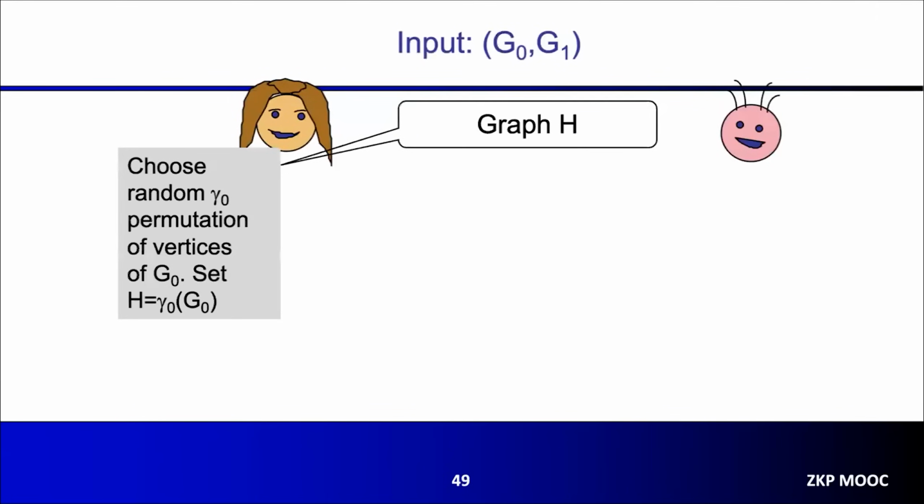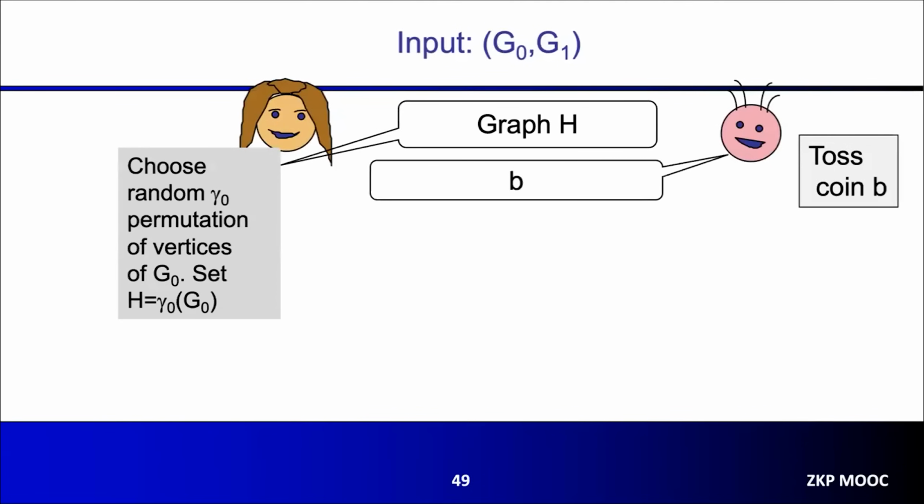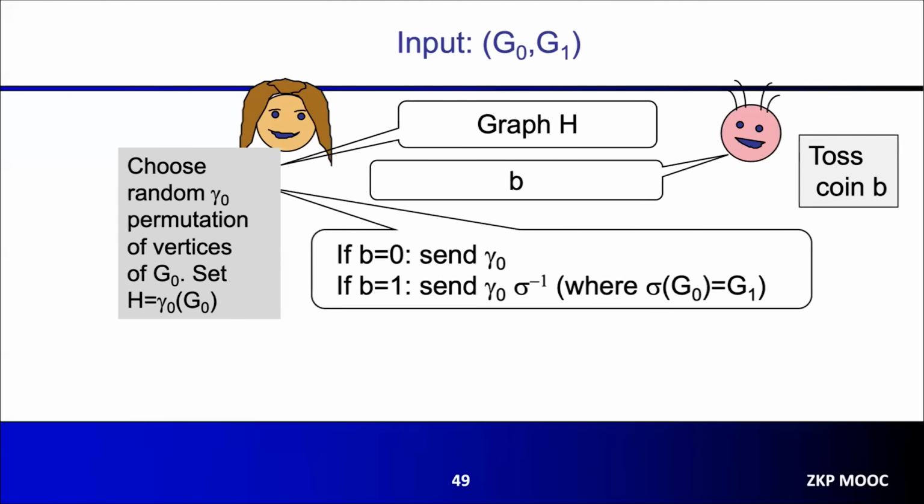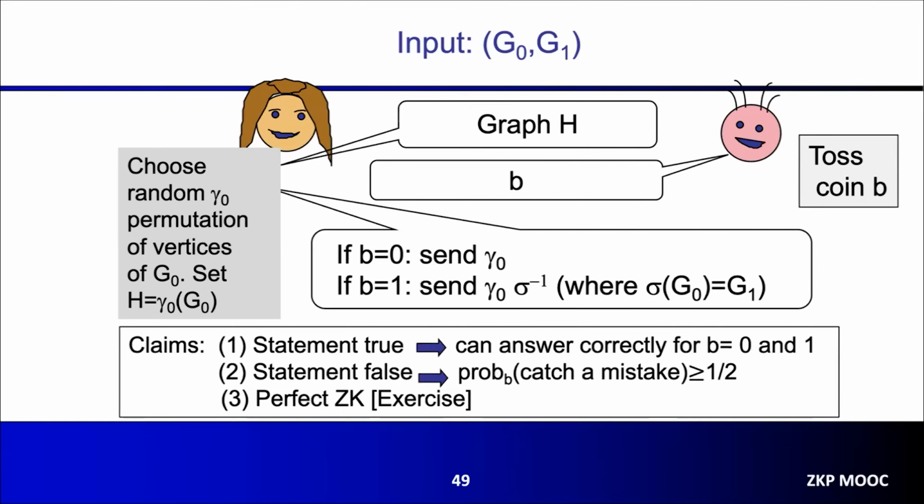The prover sends the verifier the new graph H. The verifier tosses a coin, asking either for an isomorphism from G0 or an isomorphism from G1. The prover is supposed to supply what he was asked for, and the verifier can check that he got the right thing, and only then accept. Otherwise, reject. If the statement that G0 was isomorphic to G1 is true, the prover will be able to answer, and the verifier should always accept.